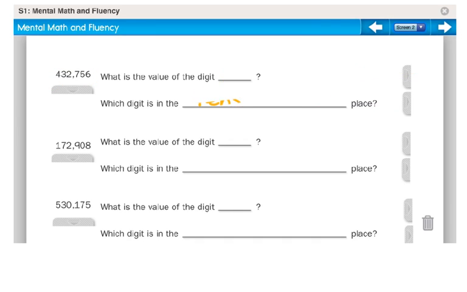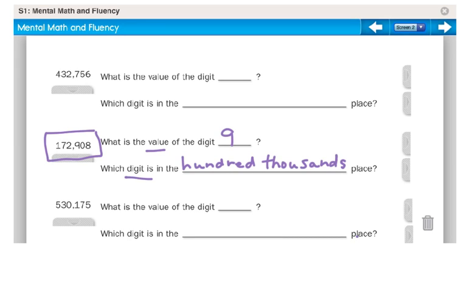You're going to write another number. Go ahead and write the number 172,908. Next to it, you don't have to write the question, but just tell me the value of the digit 9 and which digit is in the hundred thousands place. Please just write the answer to this. Don't write the question. What is the value of the 9 and which digit is in the hundred thousands?